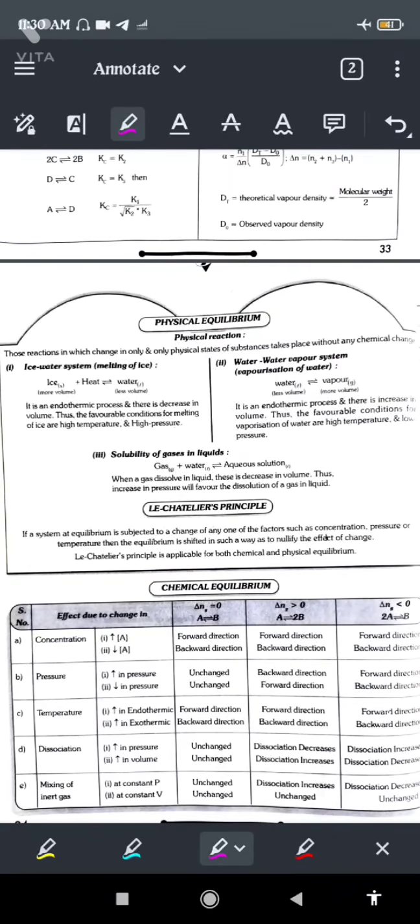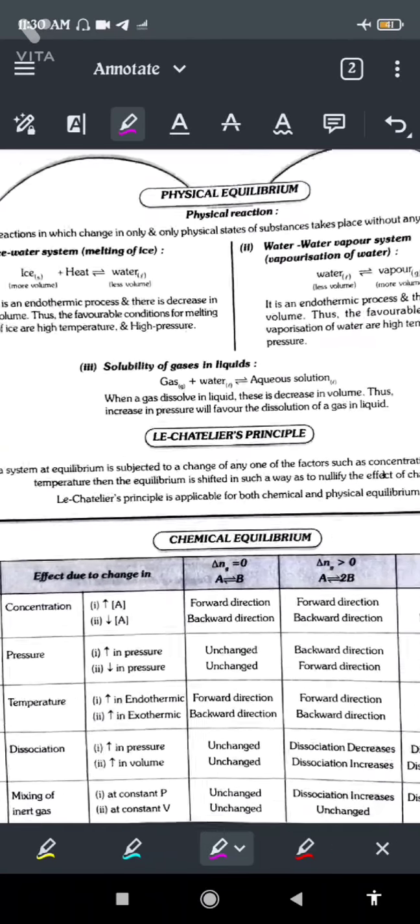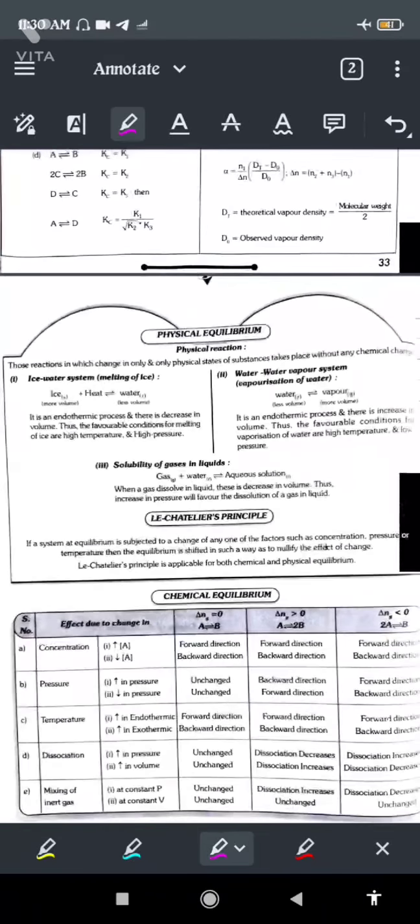This is the main content of the Le Chatelier principle. In the Le Chatelier principle, the scientist Le Chatelier said that the reaction will always try to go in the favorable direction, so it will always follow the favorable concentration. Please note down this box.